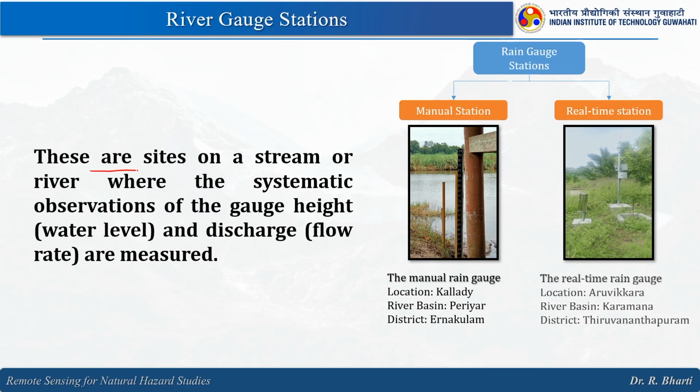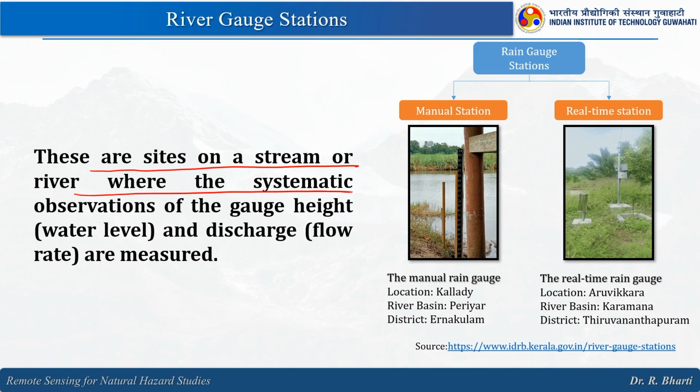So, these are sites on a stream or river where the systematic observation of the gauge height, that is water level, and discharge, that is flow rate, are measured. Here you can have the manual station or you can have the real time station, that is the automated one, right. Here this is from 2 locations that is available in this particular website.